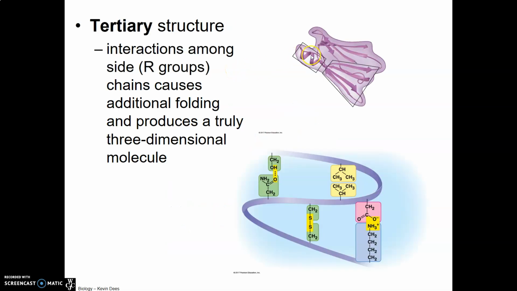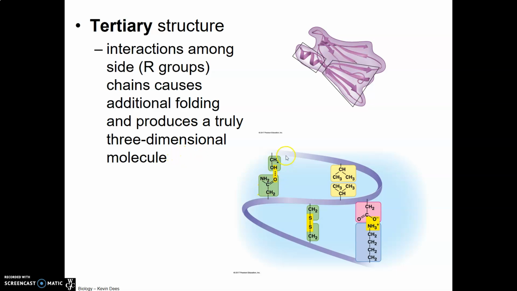Now, tertiary structure is where we see interactions among these R groups. And so the R groups, remember those are the 20 different variables that make up the 20 different amino acids, cause additional folding and produce a truly three-dimensional molecule. I want you to visualize these proteins as literally three-dimensional molecules.